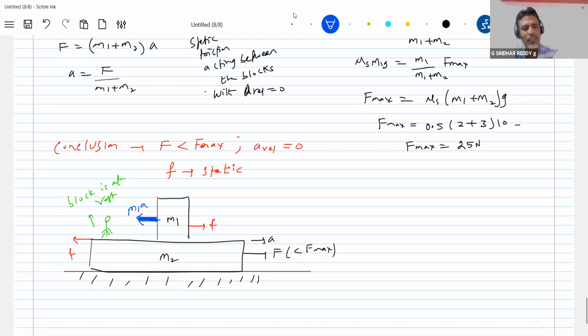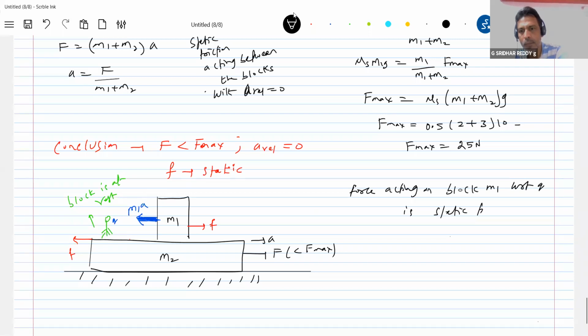But this person, I'll call him Q, says: what is the force acting on the block M1 with respect to Q? It is static friction F only. Then why is M1A brought in? We are introducing it. Got the idea now?